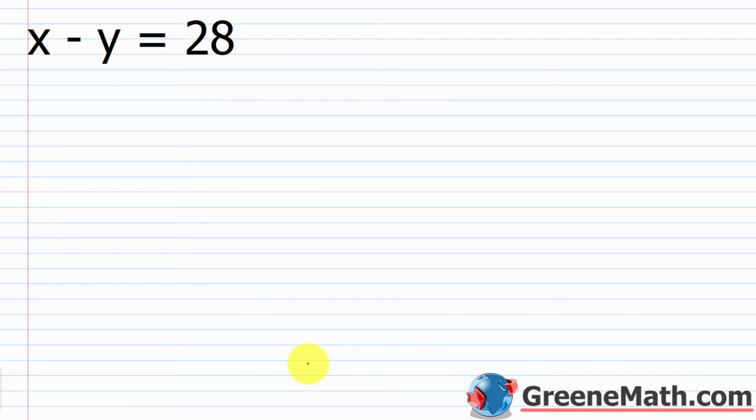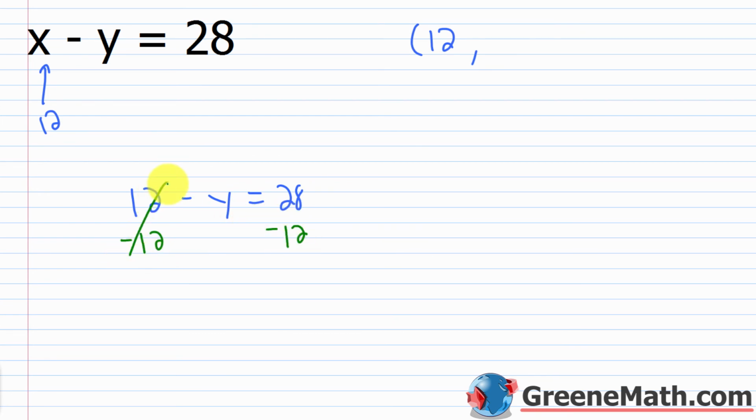So you generate 2 points. Let's say x is 12. What would y be? So plug in a 12 there. Then I'd have 12 minus y equals 28. I would subtract 12 away from each side of the equation. That cancels. I have negative y is equal to 28 minus 12, which is 16. Divide both sides by negative 1. You get y is equal to negative 16. So if x is 12, you get y is equal to negative 16.